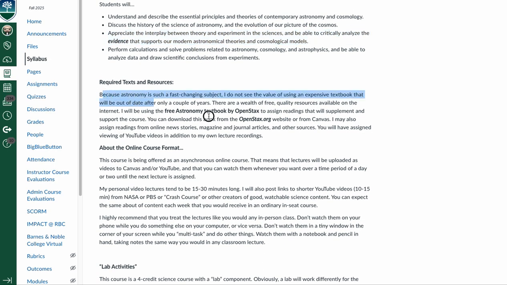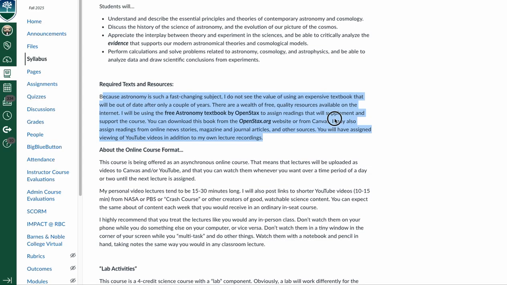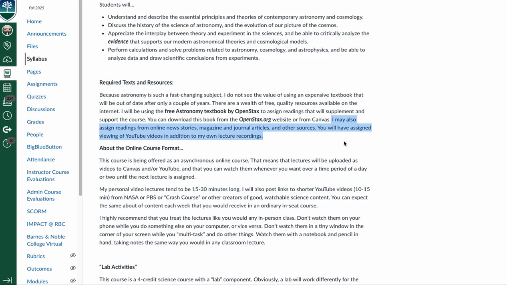Required text, I already said we're using the OpenStax textbook. That's all you need to know. Every once in a while, I may post links to a news article that I found or some other source of information. But those resources will be available to you as needed. Nothing you need to buy.